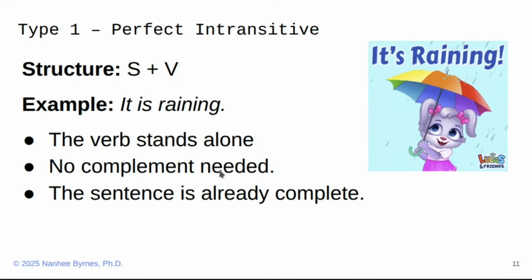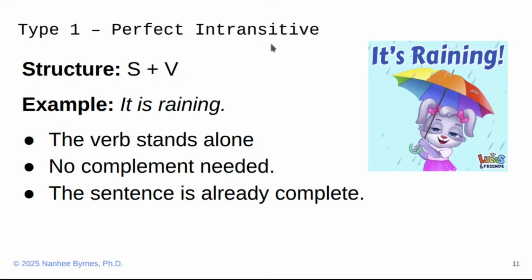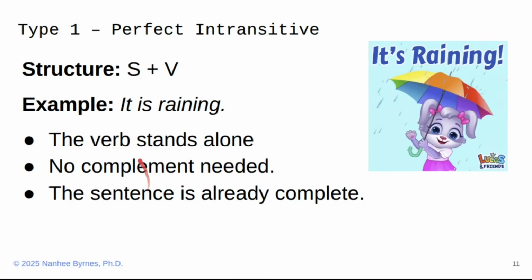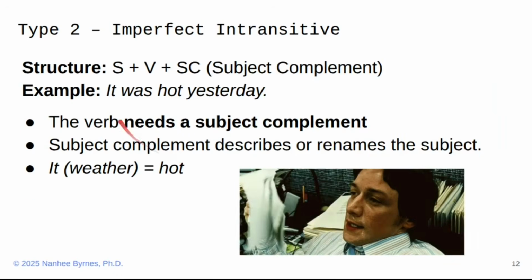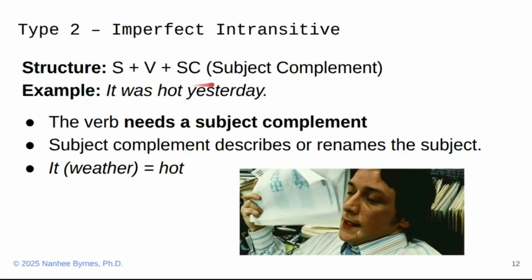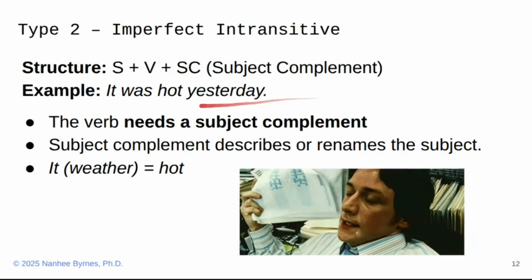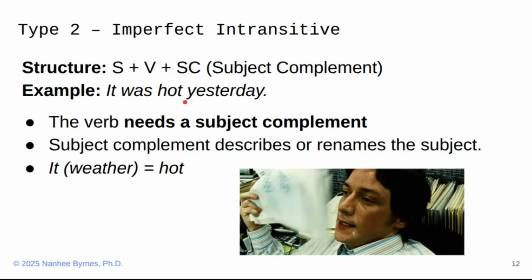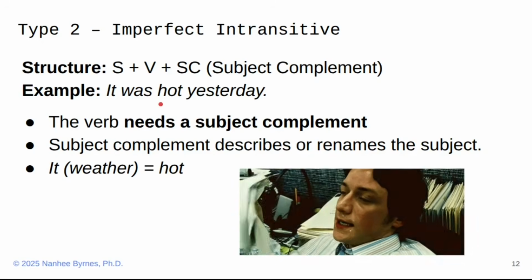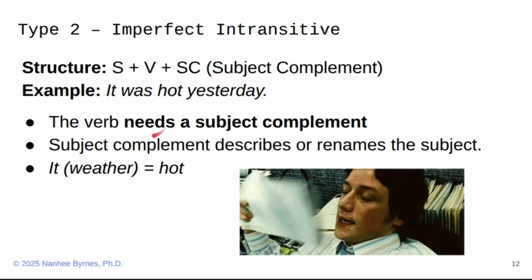Let's walk through them. Type 1, perfect intransitive. Structure, S plus V. Example, it is raining. No object, no complement. The verb stands alone and the sentence is complete. Simple, right? Type 2, imperfect intransitive. Structure, S plus V plus SC, subject complement. Example, it was hot yesterday. Here, the verb was needs a complement, something that describes or renames the subject. Hot tells us how it was.